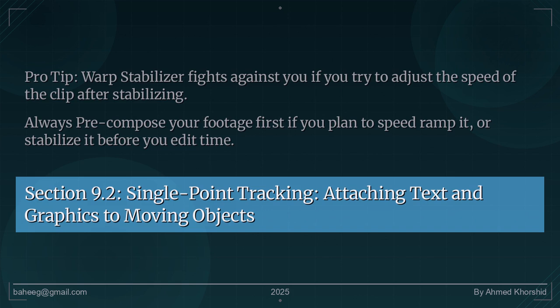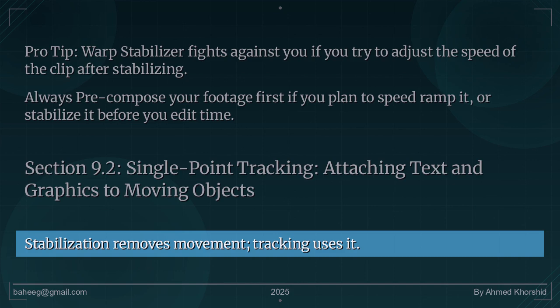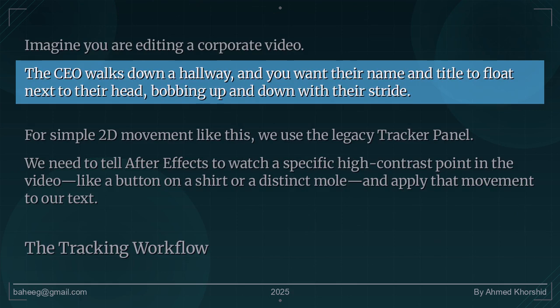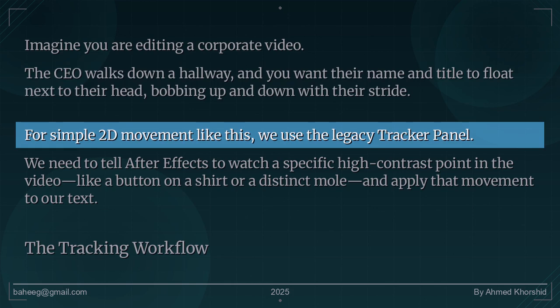Section 9.2, Single Point Tracking, Attaching Text and Graphics to Moving Objects. Stabilization removes movement, tracking uses it. Imagine you are editing a corporate video. The CEO walks down a hallway, and you want their name and title to float next to their head, bobbing up and down with their stride. For simple 2D movement like this, we use the Legacy Tracker panel.